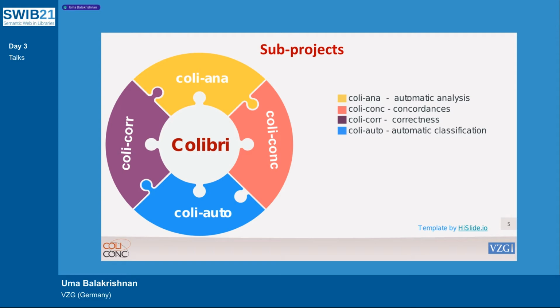To address these research questions, four projects were created. The one is coli-ana for automatic analysis, the topic of the day. And then we have coli-conc to create concordances. And then coli-cor that checks the correctness of the DDC, and coli-auto, which is automatic classification, still in the pipeline. The Colibri project has its focus always on DDC. Why is it so? You will see on the next slide.